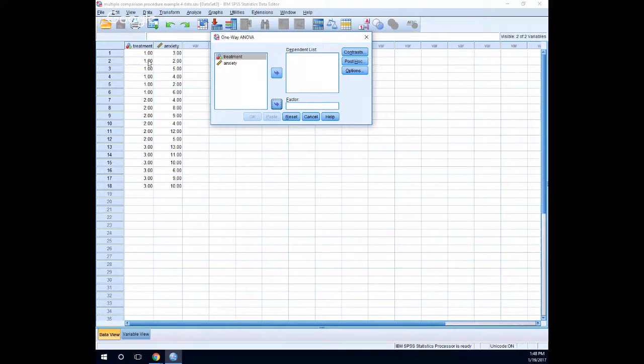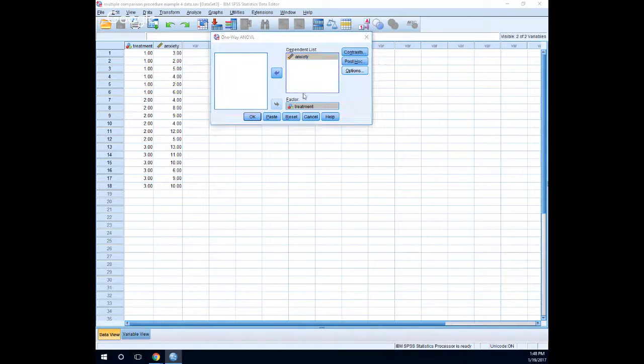So we're going to assume that we have basically three treatment groups. Let's say they represent three different types of counseling interventions, and we're looking at the effect of counseling intervention on anxiety levels after the treatment period. And so in this case, anxiety scores would reflect post-treatment levels of anxiety. So we began by moving the independent variable to factor. That's our independent variable here, and our dependent variable over to the dependent list.